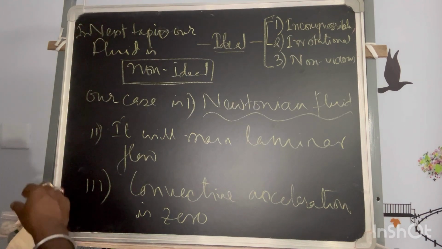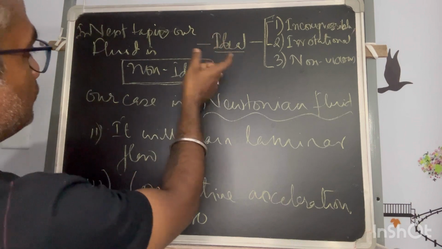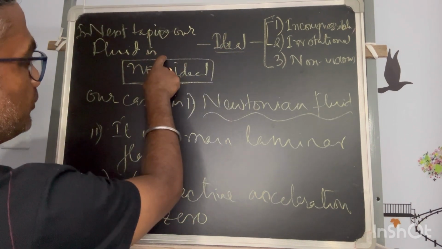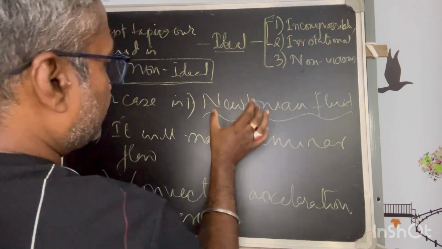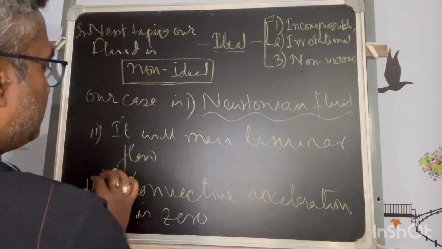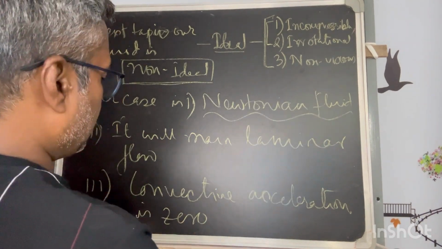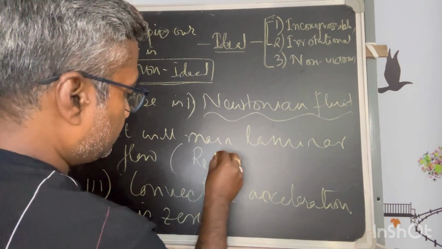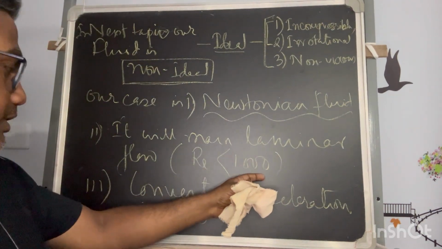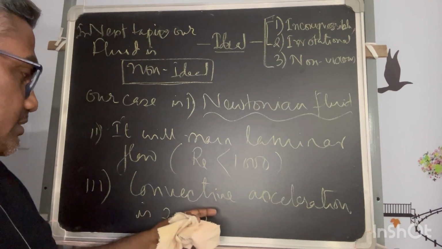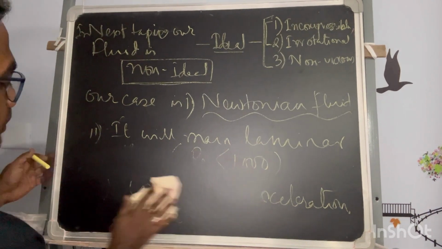Okay, now we'll focus on this. So you understand, this is our case: non-ideal fluid to ideal fluid to non-ideal fluid. In non-ideal fluid, I will only deviate this condition, the other is intact. So this will give you Newtonian fluid. Along with that, it will maintain laminar flow. That means your Reynolds number must be less than 1000. This has to be maintained. And another term that has come is convective acceleration is 0. Now we will talk about convective acceleration.